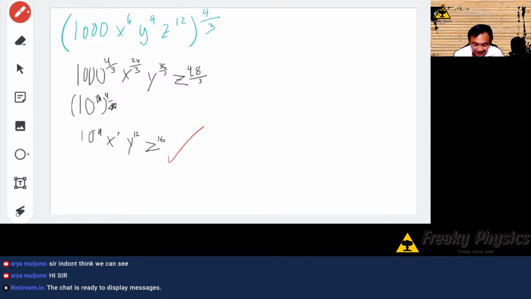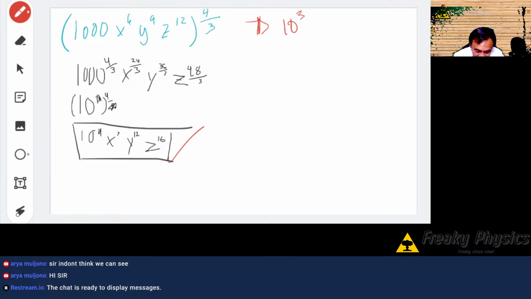Good. I will show you another shortcut. I'm going to go straight, and you see this 4/3. I'm going to write that 1,000 as 10 cubed already. I'm going to start there first. x^6, y^9, z^12, and that's raised to 4/3.